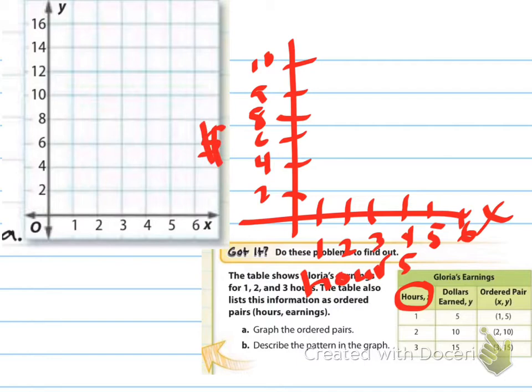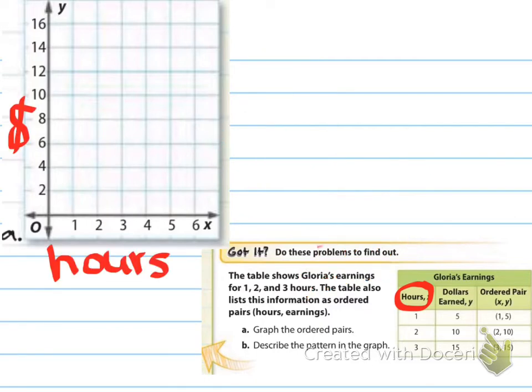So I'm going to change this to mine. I just want to make sure that you knew how to make your coordinate plane. So for our hours, we go over 1, and for the dollars for this first hour, it's $5. So we're right about here. Okay, 1 hour, $5. And then for 2 hours, we're at $10. And then for 3 hours, we're at 15.